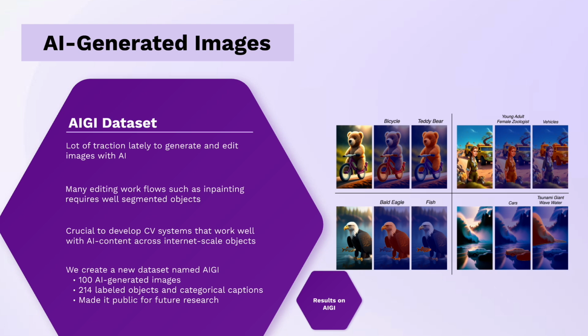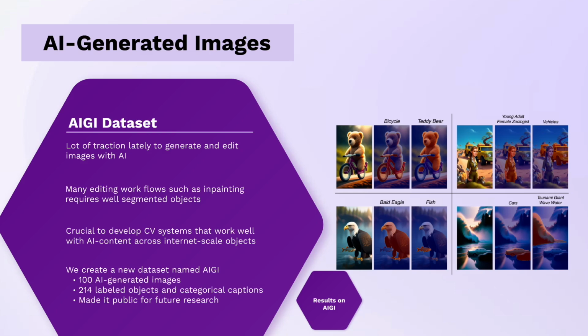Next, we were mainly focused on understanding the generalization of text-based segmentation methods on AI images because of the traction AI-generated content has gained in the past couple of years. Moreover, several editing workflows such as in-painting require precise segmentation of objects in the image. Thus, it becomes important to understand the generalization ability of computer vision systems to AI content.